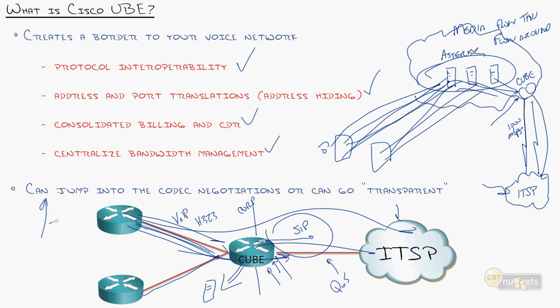So the Cube router can jump into the codec negotiations, or it can go transparent, meaning it can do things like transcoding, where it is flipping from maybe G729 as it comes from the branch office, or maybe an Asterisk router or something like that, and it can convert over to G711 or whatever codec, back and forth. As you're doing that, it can process.